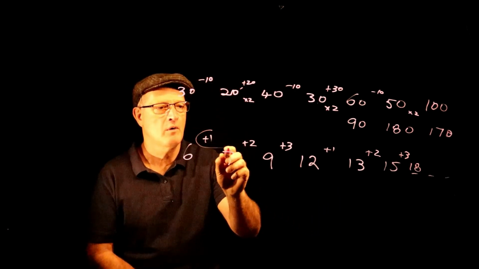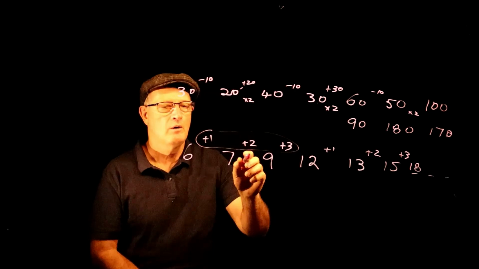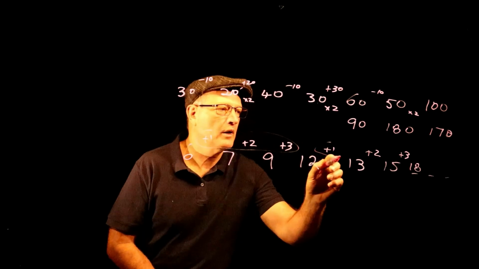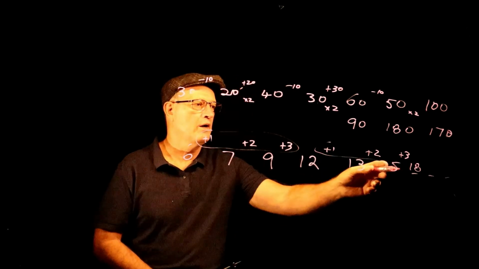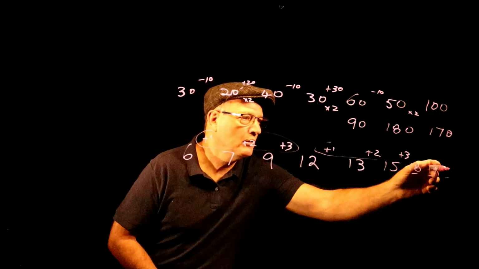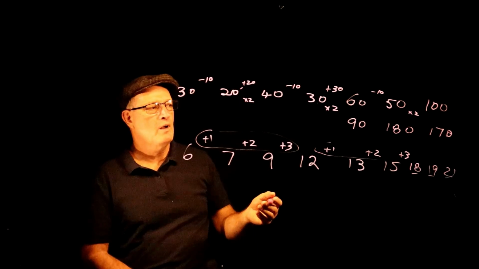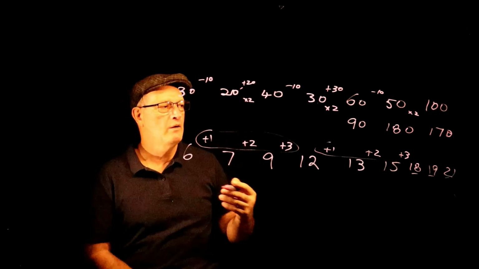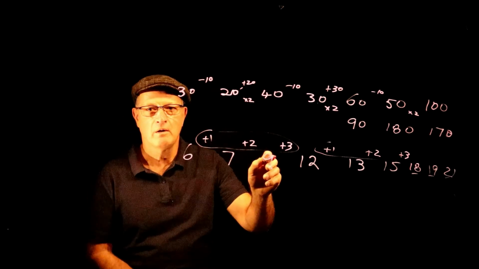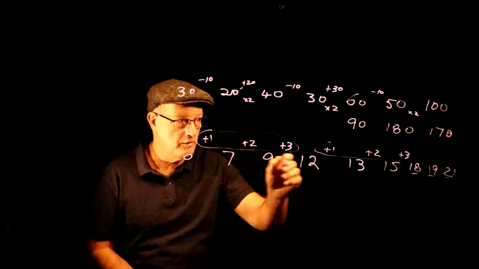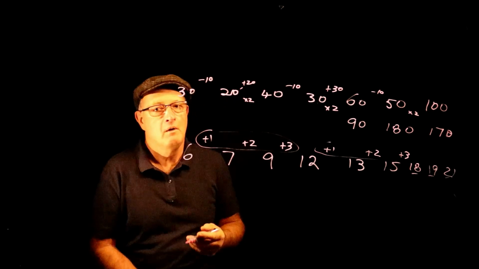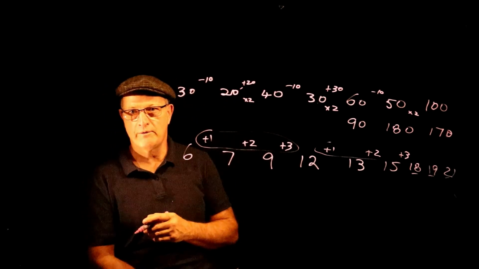Because look, we're adding 1, 2, 3, and then we repeat that, so it's like a pattern within a pattern. Plus 1, 2, 3. So I reckon the next one will be adding 1, which would give you 19, and then adding 2, which would give you 21, and then the next one, adding 3, would be 24, and then the pattern would repeat. So you can actually have patterns buried inside patterns.